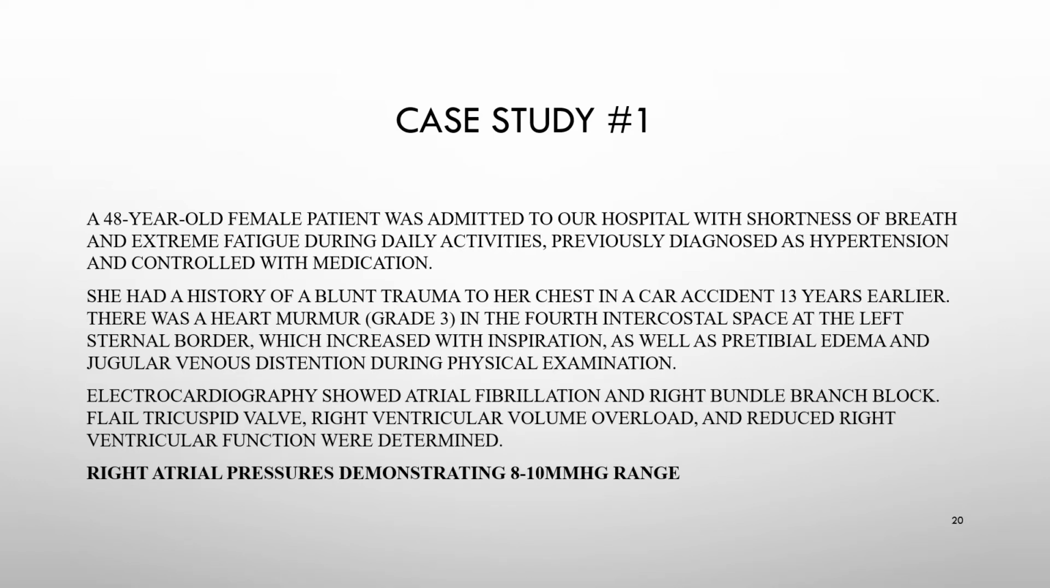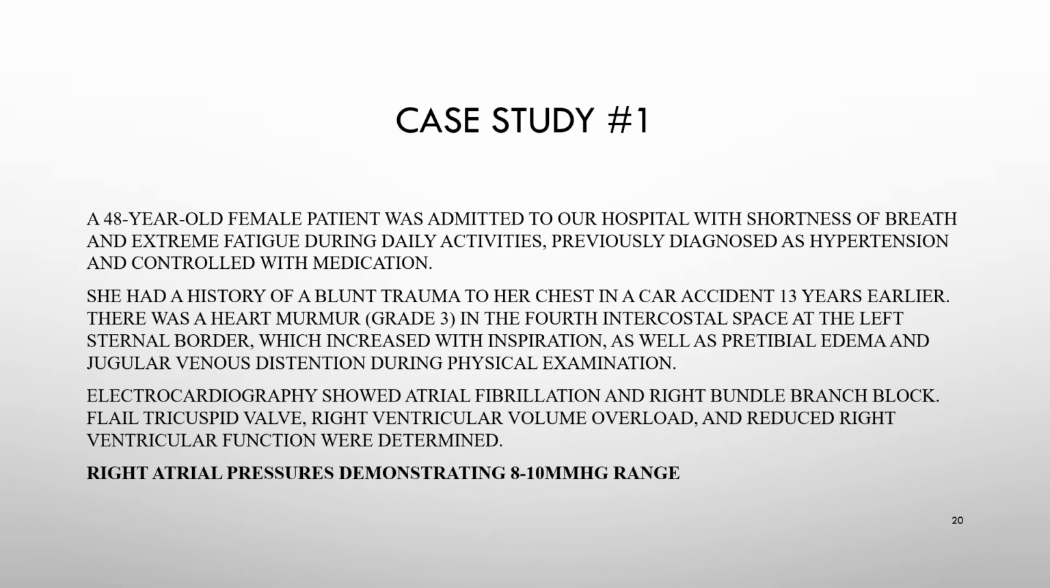There was a heart murmur, a grade 3 heart murmur, in the fourth intercostal space on the left sternal border, which increased with inspiration, as well as a pretibial edema and jugular venous distension during physical examination. An EKG was done, which showed atrial fib with right bundle branch block. She had a flailed tricuspid valve, right ventricular volume overload, and reduced right ventricular function, all determined via hemodynamics.